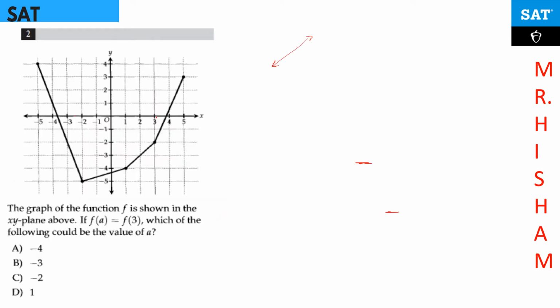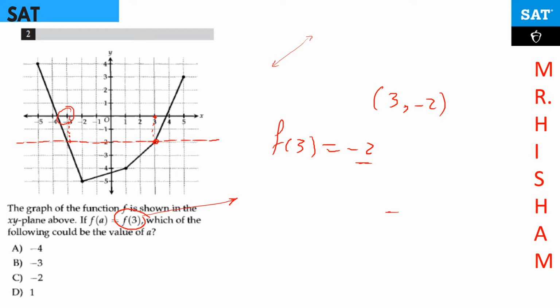The graph of the function f is shown in the xy plane, and f(a) equals f(3). So we need to figure out first what f(3) is. f(3) means you go to the point 3 and see what the intersection with the curve is. So we can see clearly that f(3) is equal to negative 2. It can also be written as the ordered pair (3, negative 2). So I wanted to find which point on the x-axis gives me the same answer. So clearly f(negative 3) is also equal to negative 2. So the answer is B, negative 3.